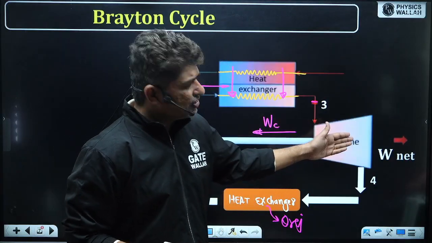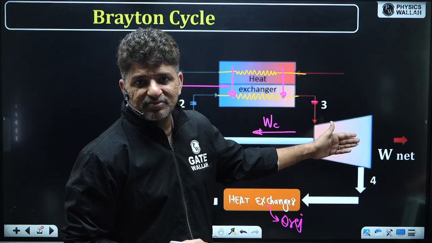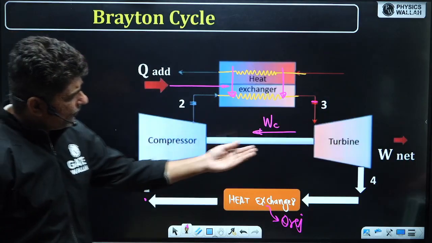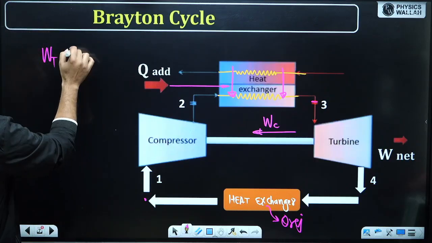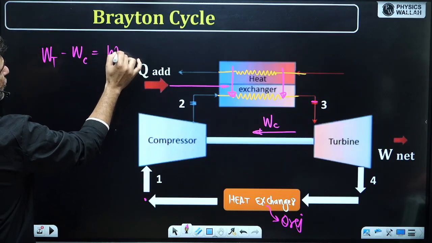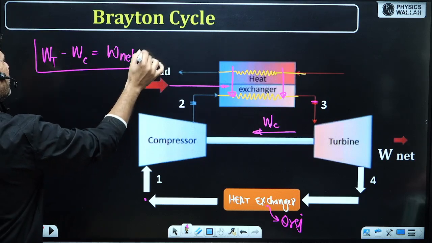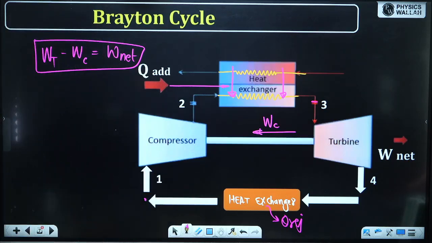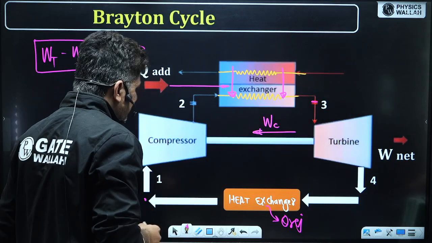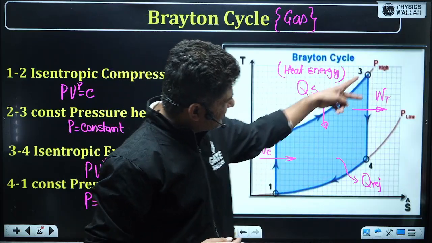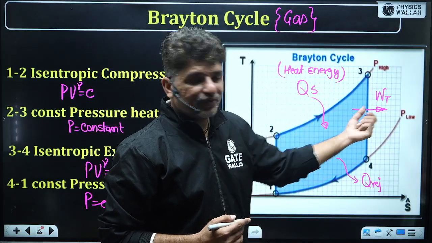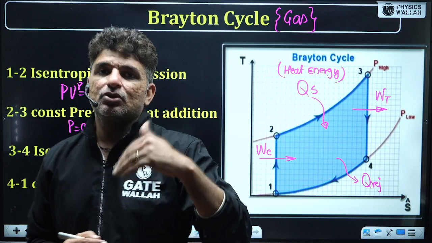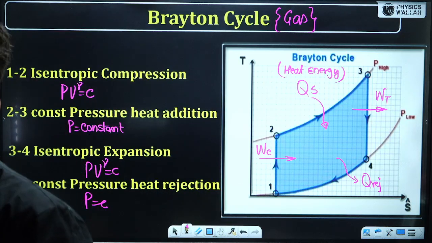So there is a work which is developed by the turbine. The turbine develops work WT, okay, and part of that work is transferred to the compressor. So the net work developed by the cycle is the work of turbine minus the work of compressor. What is the work of turbine? The work of turbine is the work which is extracted over here. So this is the work of turbine, this is the work of compressor. Part of that work is again fed back over here. So W net will be lesser than the work of turbine.